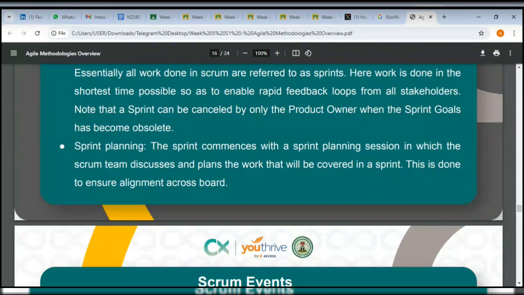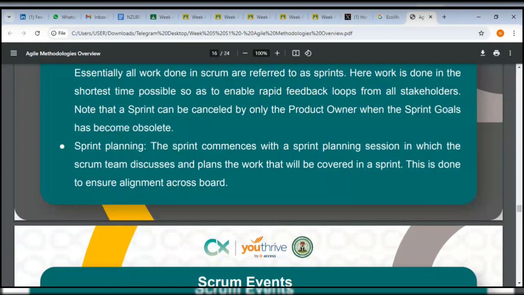Note that a sprint can be cancelled only by the product owner, when the sprint goals have become obsolete. So you could have planned a sprint. Maybe for a quarter, you could have 3 sprints planned, and while observing, taking note, or making updates to your documentation, you observe that the plan you had for one sprint has now become obsolete. You feel like this particular feature you created a sprint for is no longer needed and is useless at this point. As a product owner, you are the only one that can retire or cancel a sprint.